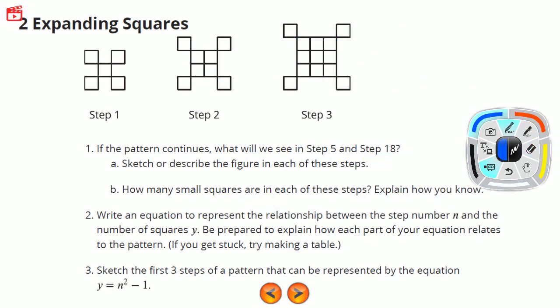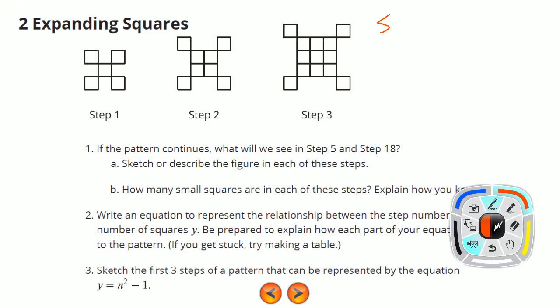And then 3, sketch the first 3 steps of a pattern that can be represented by the equation y equals n squared minus 1. Well, I know that n squared is just a square with that number of rows and columns. And then if we take away 1, we just take away 1. So I'll write it in this corner: step 1, step 2, and then step 3.